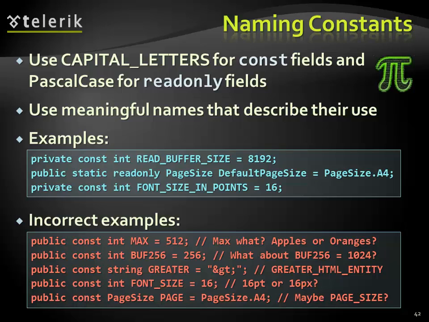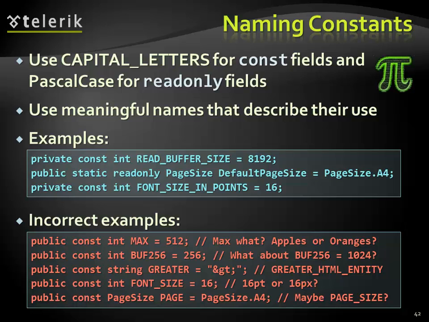Another not very appropriate example is a constant called GREATER. It's much better if it were called GREATER_HTML_ENTITY in this example, so it is clear that it is the greater-than HTML sign. FONT_SIZE: it's good to say that the size is in pixels or in points. And public const PAGE_SIZE PAGE: it's better to say that that's page size instead of just calling it page, because page is actually something much different from page size.